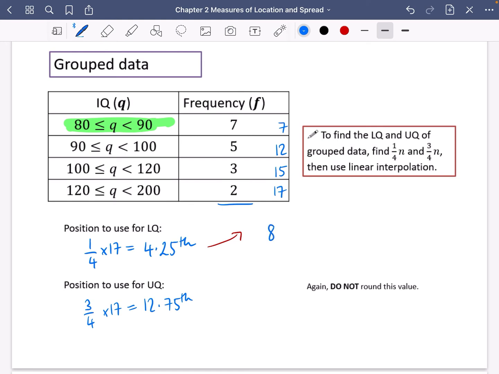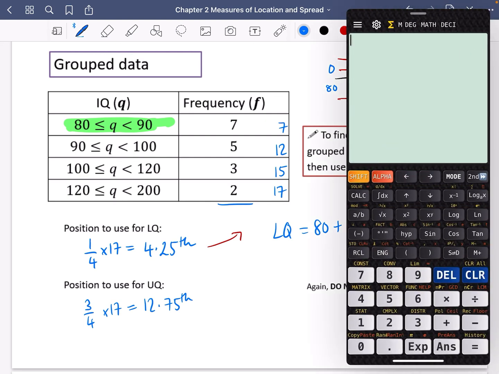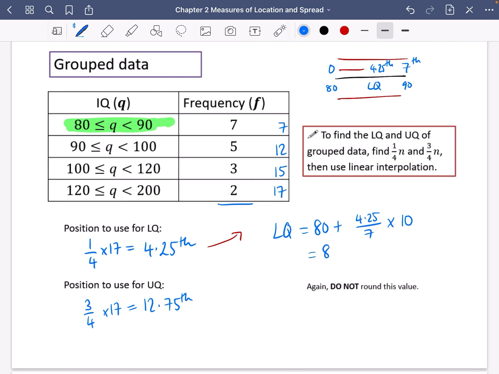So I know I'm going to be going from 80 for the lower quartile, sorry, and I'm going to be adding on 4.25 out of 7 multiplied by that class width of 10. What this would look like on the diagram is we're saying along the top the frequency goes between 0 and 7, and we want the 4.25th, and we're going from the 80 to 90 IQ, and here is the lower quartile. So it's 4.25 out of 7 multiplied by 10 for that class width that we've got there. So let's just quickly work that out. So that's 80 plus 4.25 out of 7 multiplied by 10. And so the lower quartile is 86.07. 86.07 for the IQ that we've got there. And you could do a similar thing for the linear interpolation of the upper quartile.